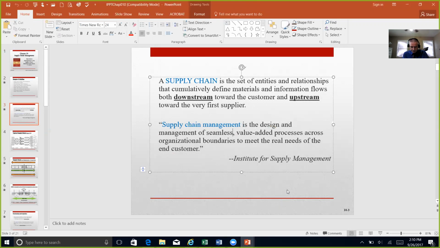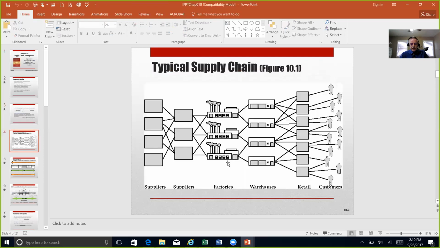Figure 10.1 on page 223 describes what a supply chain looks like in this particular example. A supply chain really is a set of entities and those relationships, with materials and information that flow both downstream towards the customer and upstream back to our suppliers. The downstream flow is how it flows from the suppliers to the customers, where raw materials are transformed or manufactured into a tangible product that flows downstream to the customers.